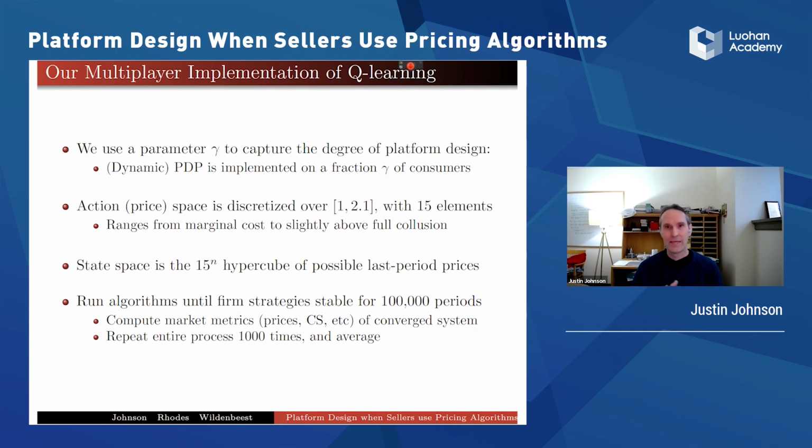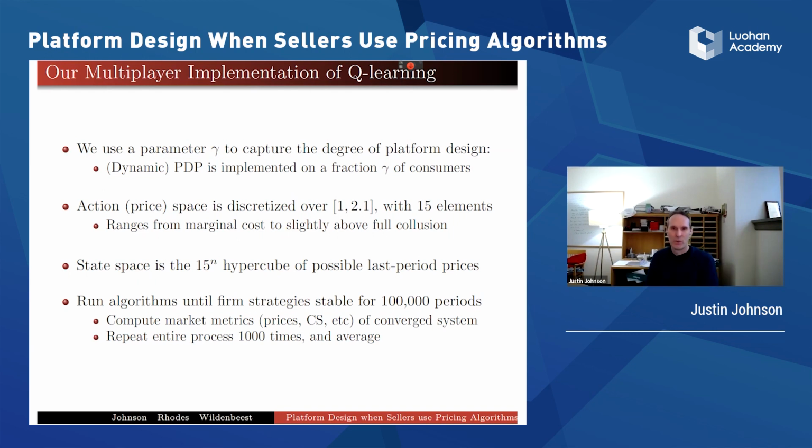We're going to discretize the state space and have 15 pricing elements. This is a little bit above the marginal cost of firms and lower than the full monopoly price. So the state space in every period is the set of yesterday's prices. Okay, so in each period, each of the two algorithms says, well, what were the prices yesterday? And then they're going to use that as a basis for today's prices. Since there's two firms, that means there's 225 elements in the state space.